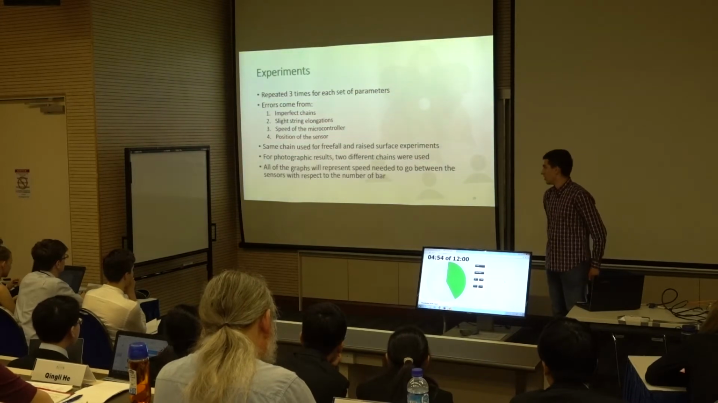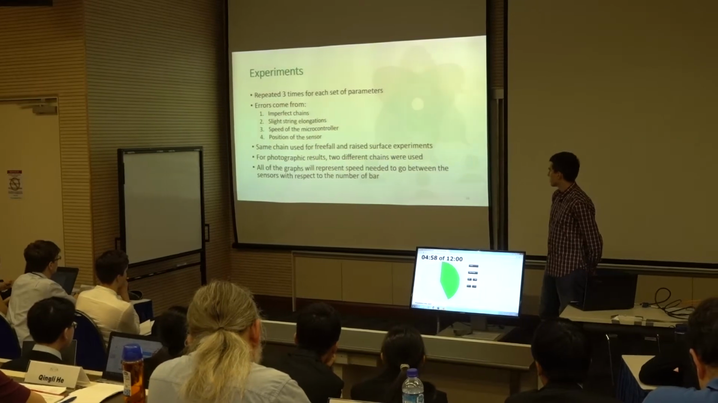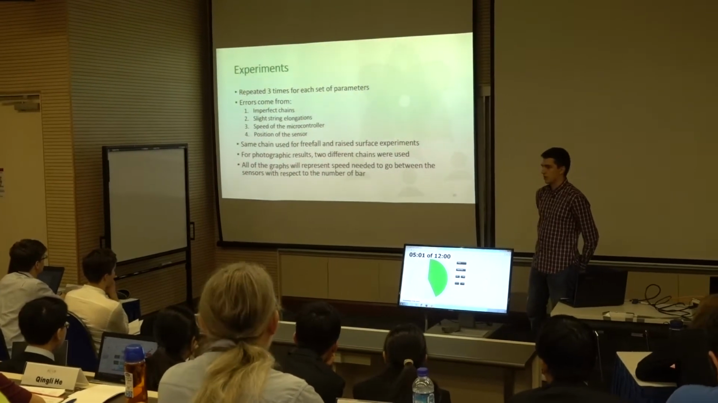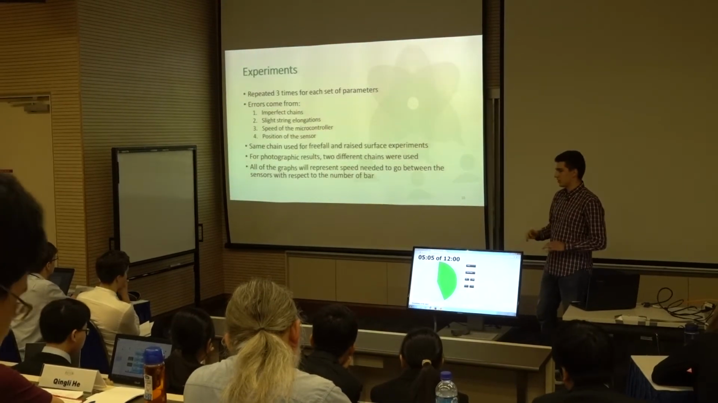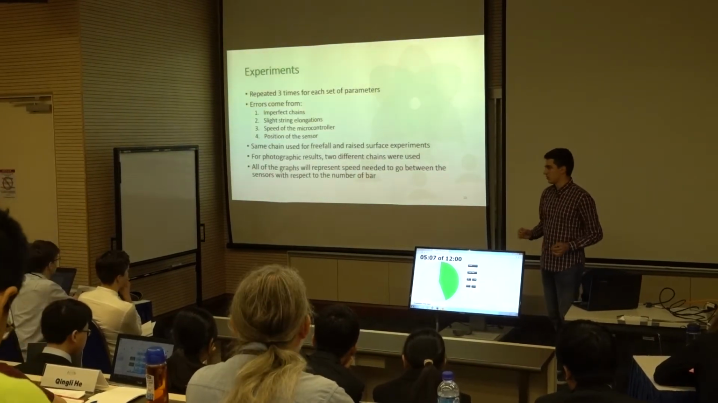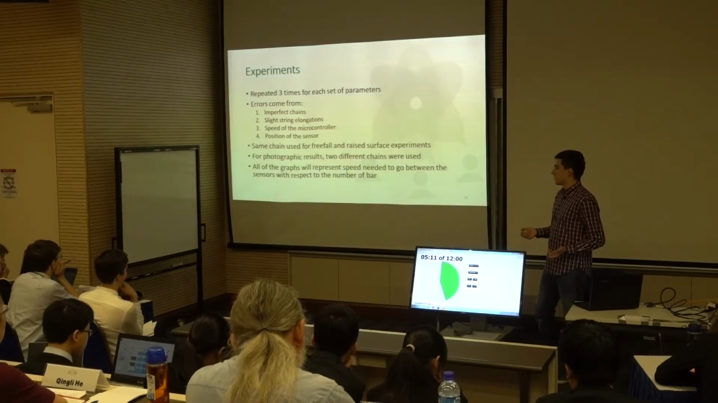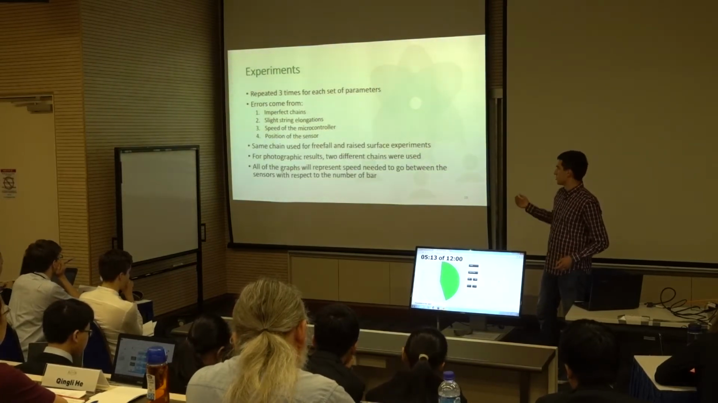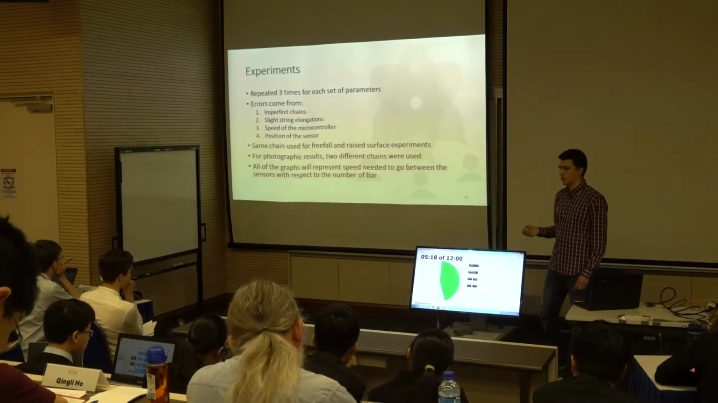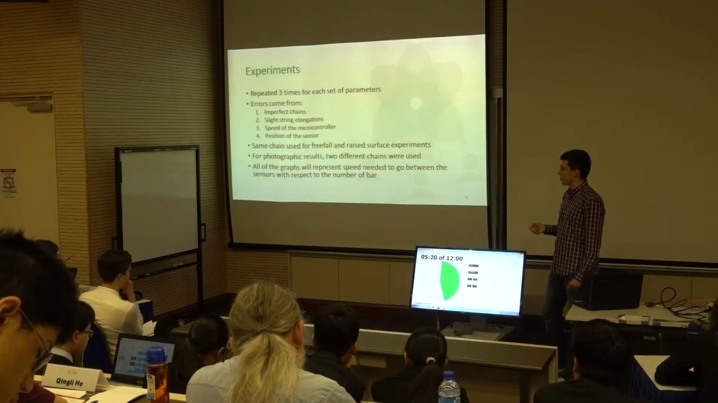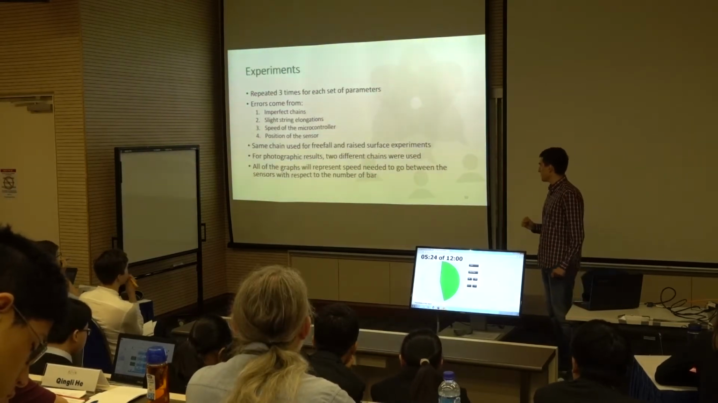Now experiments. All the experiments were repeated 3 times. The errors come from imperfect chains, because even though we had a mold, the chains can never be made exactly the same, just because the materials are not perfect. Slight string deviations, which are also part of the imperfect chains. The speed of the microcontroller, as we said, works at 10 kilohertz. And the position of the sensor, how precisely it is placed.